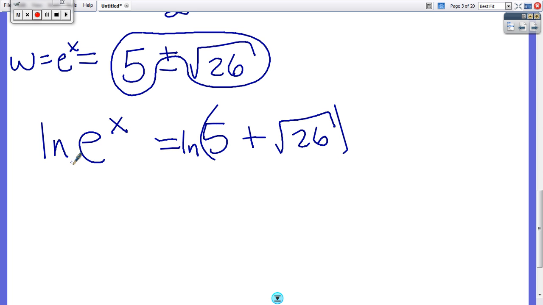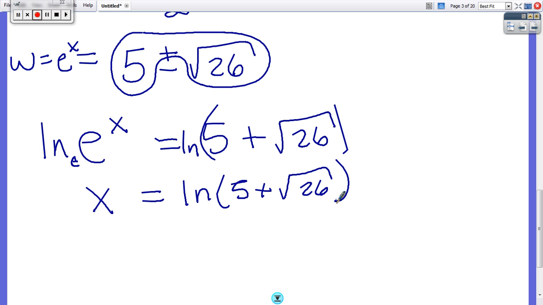And the natural log, remember, always has a base e. So the natural log base e of e to the x is just x. So x is equal to the natural log of 5 plus the square root of 26, the entire thing. So you want to do 5 plus the square root of 26 and then take the natural log of that. So that means that x, you can use your calculator for that, x is approximately equal to 2.31.